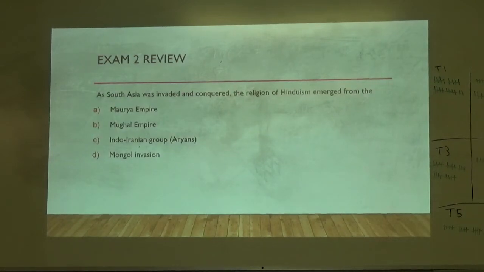Alright, as South Asia was invaded and conquered, the religion of Hinduism emerged from, is it A, the Maurya Empire, B, the Mughal Empire, C, the Indo-Iranian group, the Aryans, or D, the Mongol invasion? Aryans. Maurya. Could be the Mongols. Alrighty, answers in, 3, 2, 1. Okay, everyone says C? Yep. You are correct. Good job.